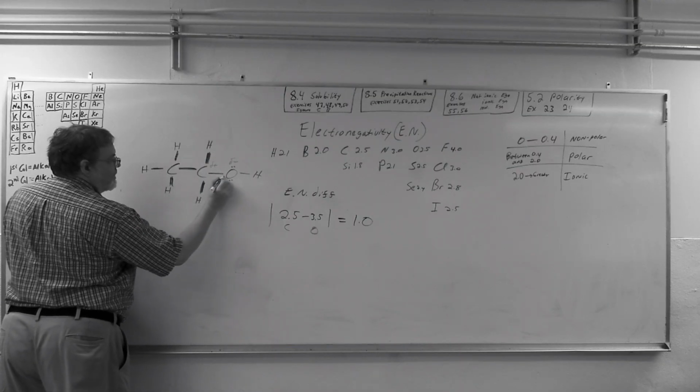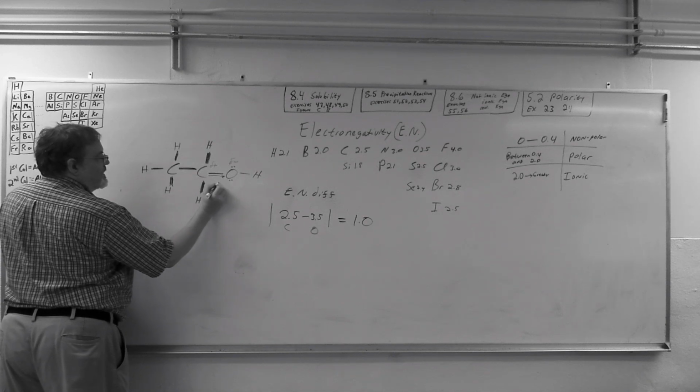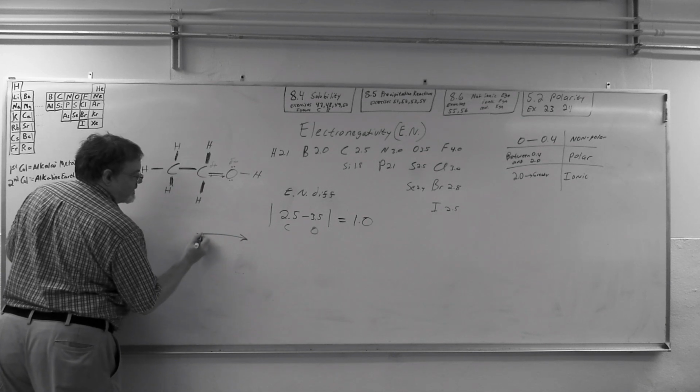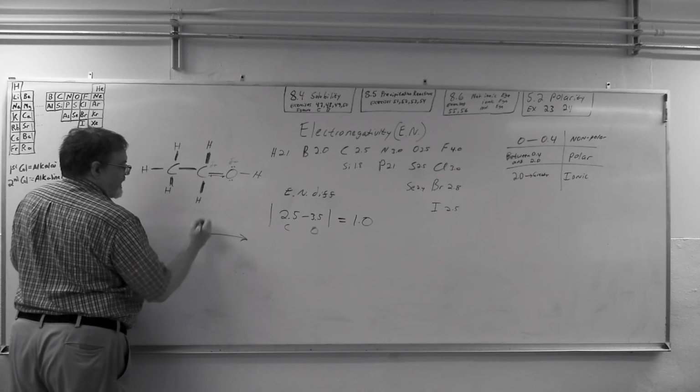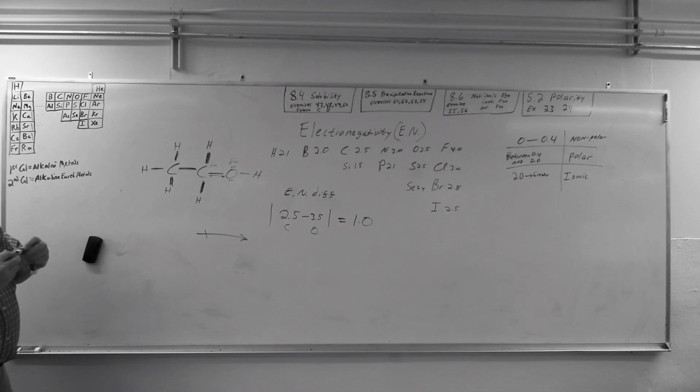Another thing we do to represent a dipole is we draw an arrow. The pointy end of the arrow goes to the negative side, and you put kind of a plus symbol on the left side, so dipole. So that's a polar bond.